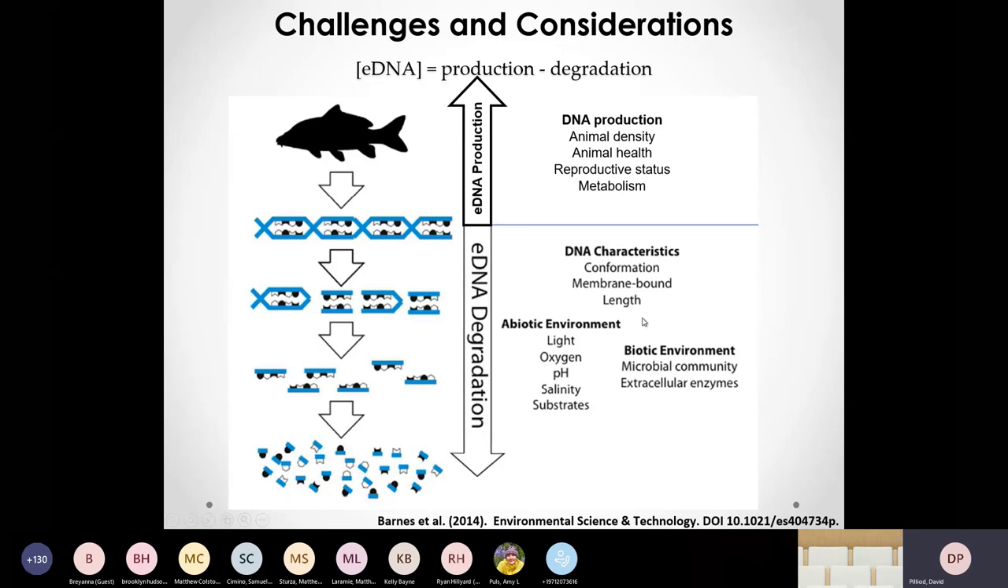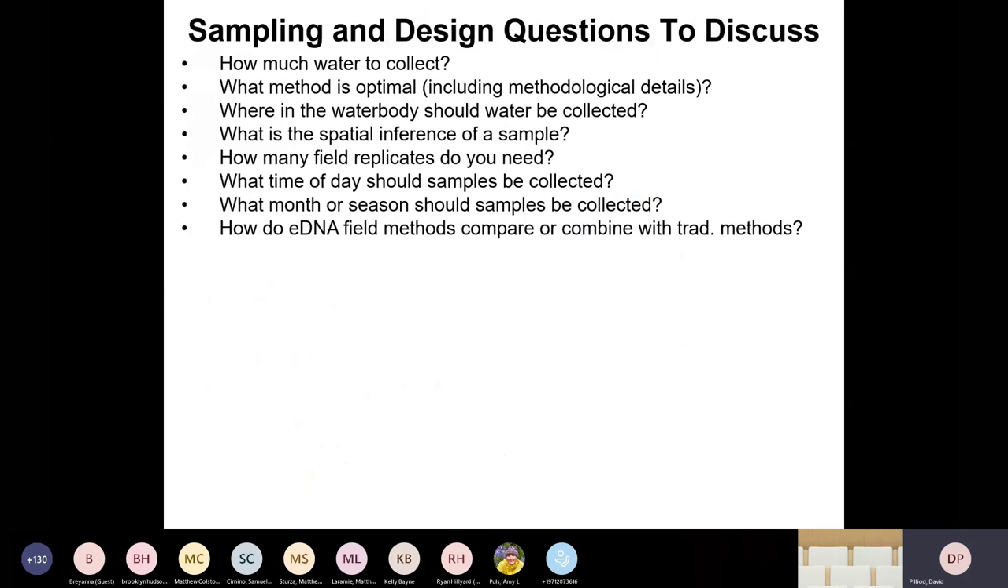And so things like the characteristics of the DNA, which could be influenced by the fragment length that you're trying to target, whether it's membrane bound or not, its conformation. Characteristics of the environment, some of which you'd want to measure because you could include these in models, things like light and oxygen, pH, salinity, and substrate. And then characteristics of the biotic environment, microbial community, and extracellular enzymes. All of these have been studied and found to be important in various ways. But you think about the animal releasing the DNA, and it through time is breaking smaller and smaller and smaller to a point where you can no longer detect it. So it's thinking about that process and what's the question you're trying to answer.